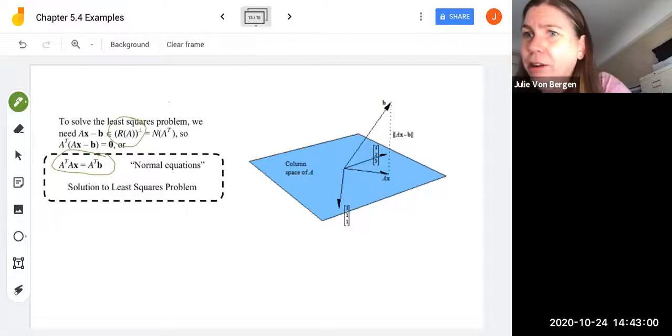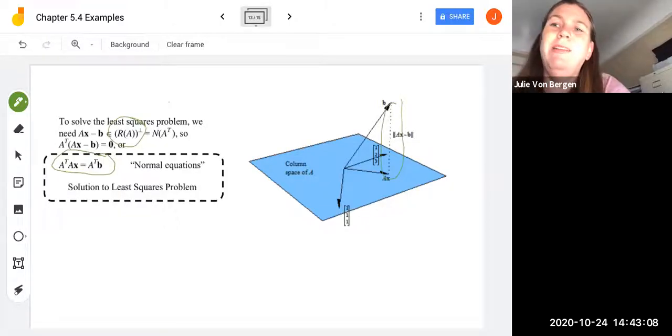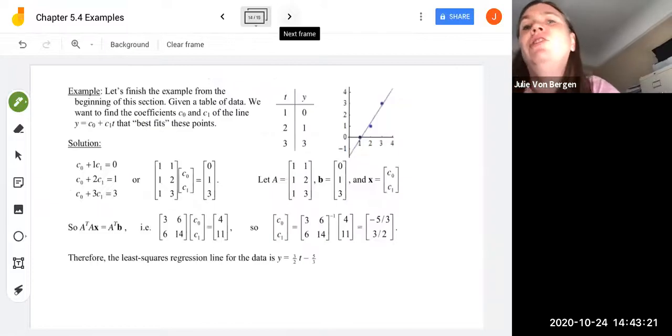So you can see over here, this is just our least squares diagram, and we're saying this distance here, the norm of AX minus B, is going to be our least distance from vector B to AX, which is down in the column space of A, which is our blue plane here. So we're going to finish that first example from the beginning of the section.